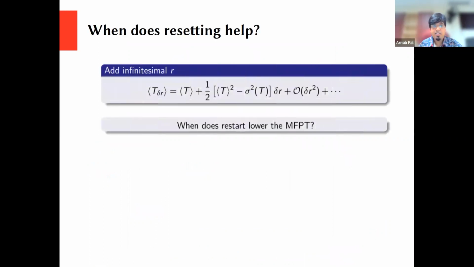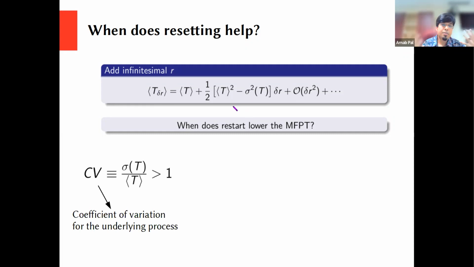So I just do that. When I do the Taylor expansion, I have the following result up to some order delta R, where delta R is very small. The first term on the right-hand side is basically the mean first passage time without resetting. And then there is another term, which is linear order. Now, if the mean time with reset has to be lower than the mean time without resetting, this term has to be negative, right? So this is the simplest condition one can have, and you just readjust this, and it gives you a condition on the randomness parameter or the coefficient of variation, some sort of statistical dispersion, which is the standard deviation divided by the mean, and it has to be greater than one. Okay, so this is something which we call the restart criteria.